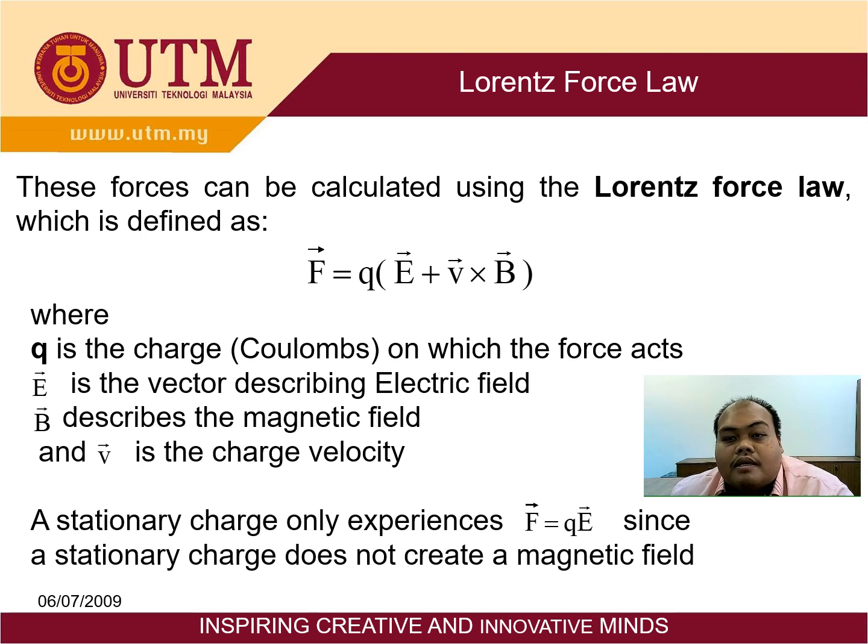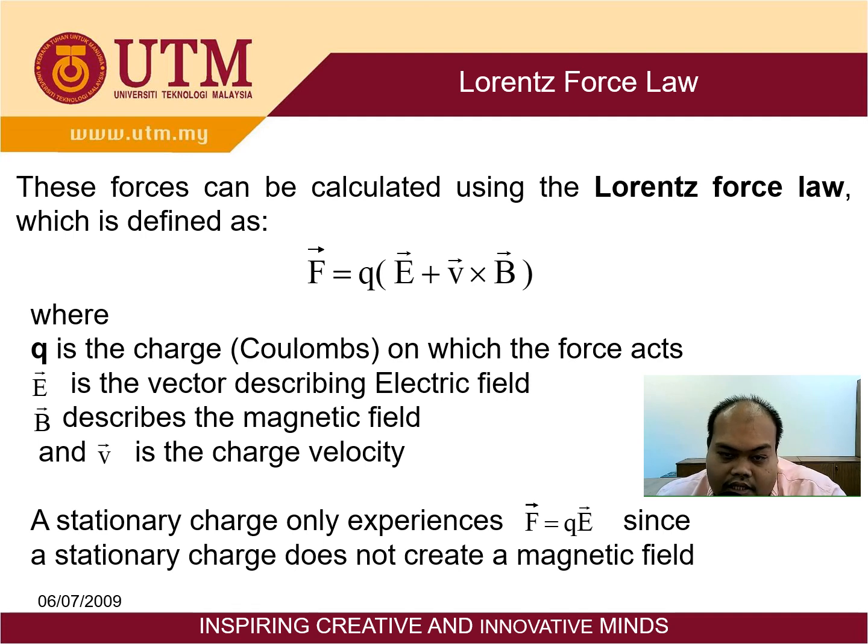You can see that there is an arrow at the top of some of the symbols. F has an arrow and E also has an arrow. It means that it is a vector, not just a magnitude. So you have to refer back to what a vector is.